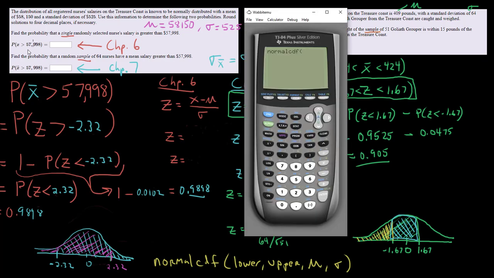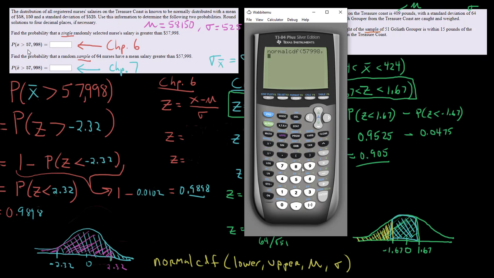So what's our lower? Okay, we can actually go back to our original statement right here and look at the probability. So the probability here that X is bigger than 57,998. So we're talking about a nursing salary being at least 57,998. And, well, we don't have an upper limit. It just says bigger than. So technically, $1 million would be bigger than. $10 million would be bigger than. $1 billion. Like, there is no upper limit. We're just saying what's the probability that's bigger than that 57,998 figure.